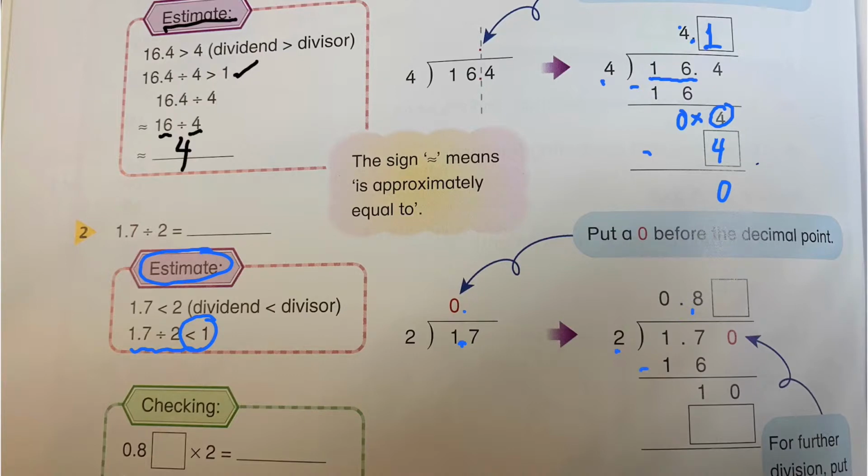We write it and subtract, so 1 remains, and we can add 1 more 0. Inside 10, how many 2s are there? 5. We write 5 here, and 2 times 5 is 10. When we subtract, the result is 0, so the answer is going to be 0.85. And if we need to check, we know multiplication with decimal points. When we multiply 0.85 by 2, we are going to get 1.7.